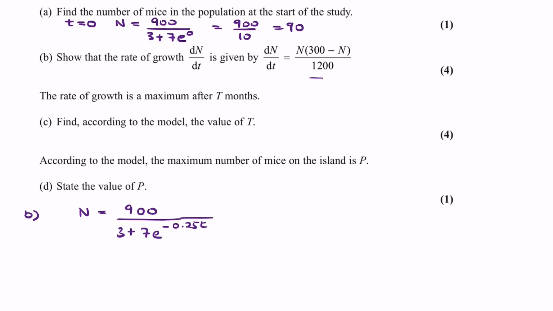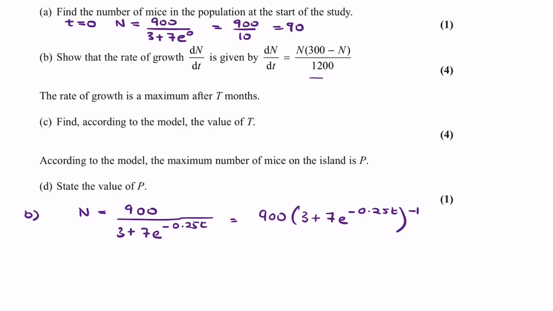Now, a lot of people will try this using the quotient rule. I am just going to bring this denominator up, because 900 is a constant, and use the chain rule. Feel free to use the quotient rule here if you want; it would give you the same result in the end. I'm just going to do it the slightly shorter way, which is to my liking. So we have n equals that.